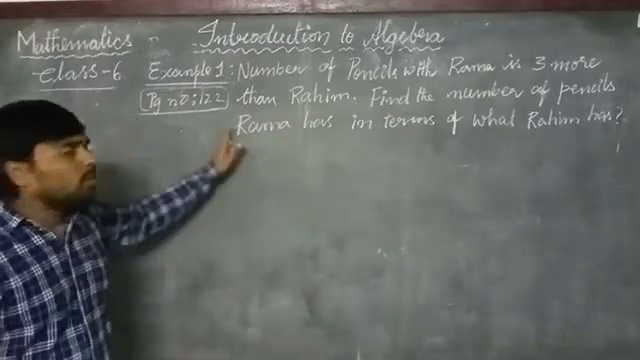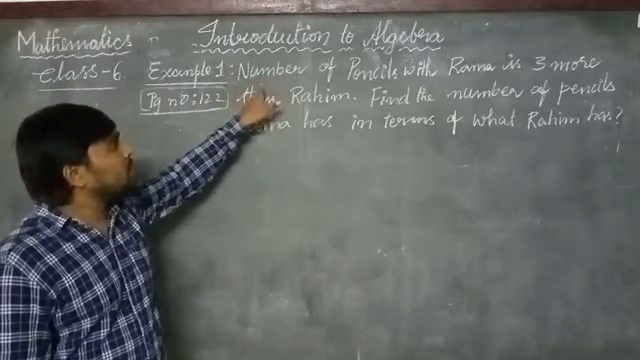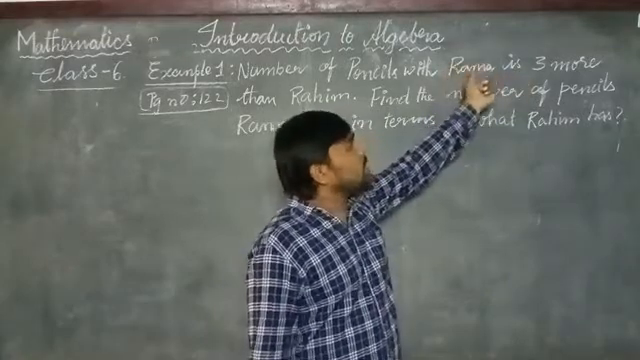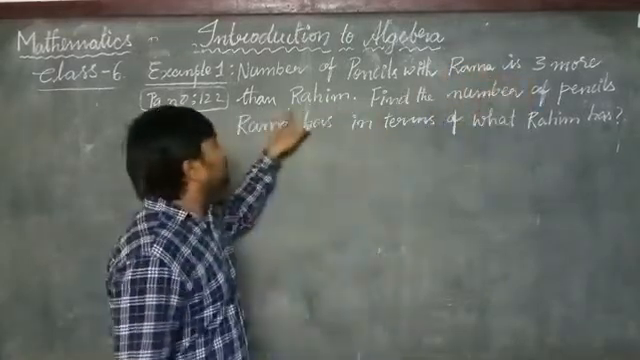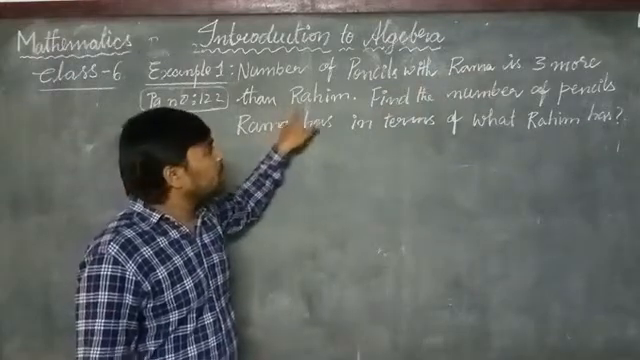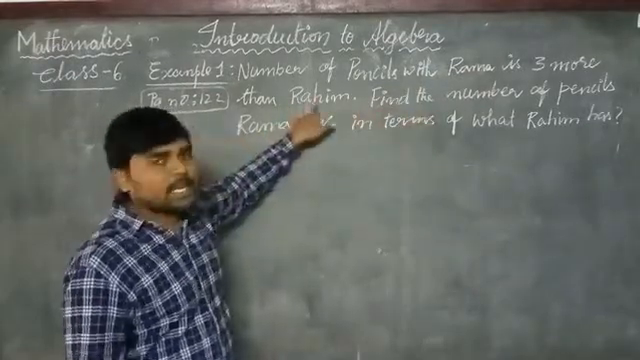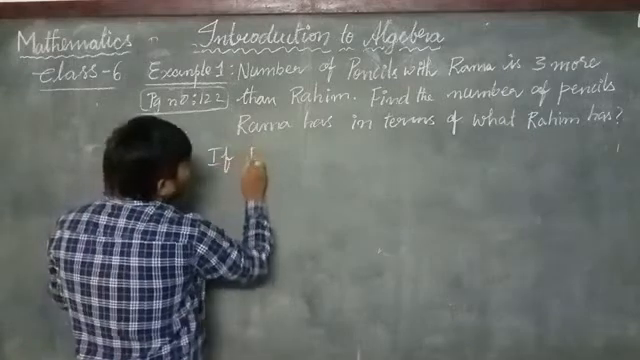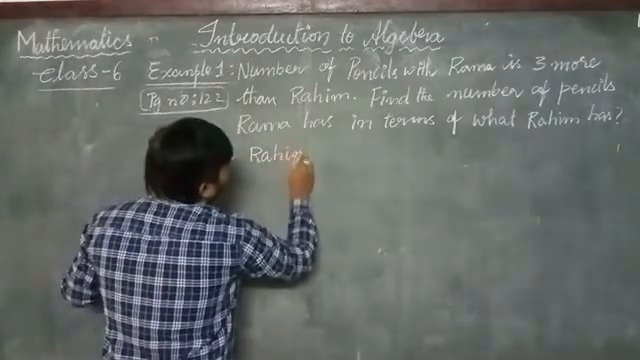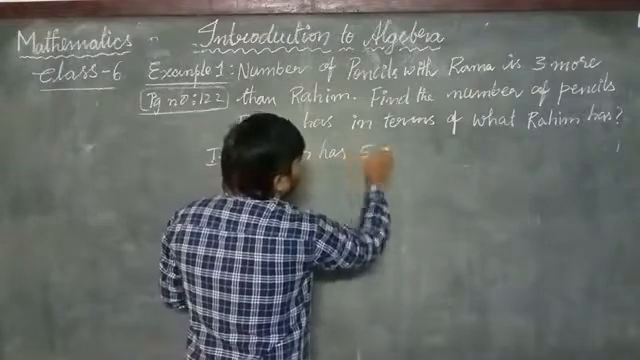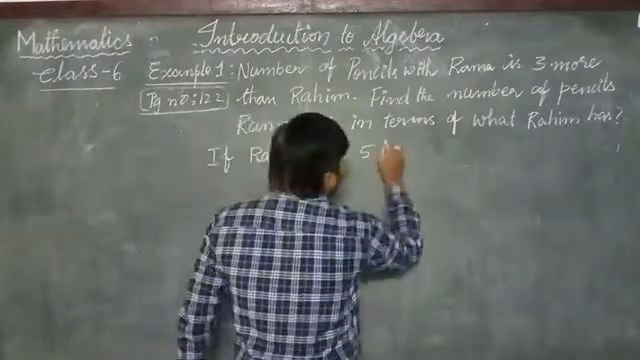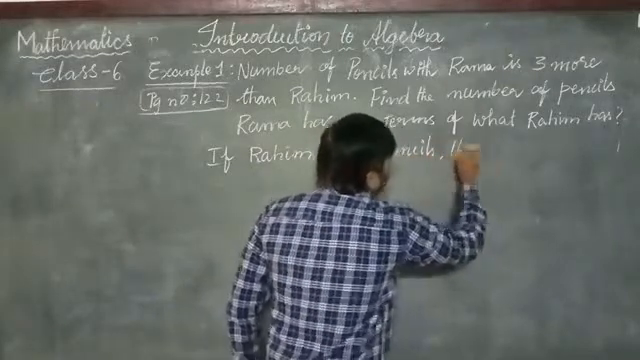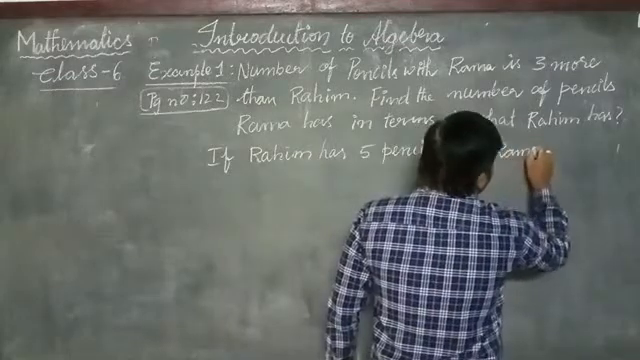Now we should understand the question first. The number of pencils with Rama is 3 more than Rahim. Find the number of pencils. For this condition we should write step 1. If Rahim has 5 pencils, then how many pencils does Rama have?